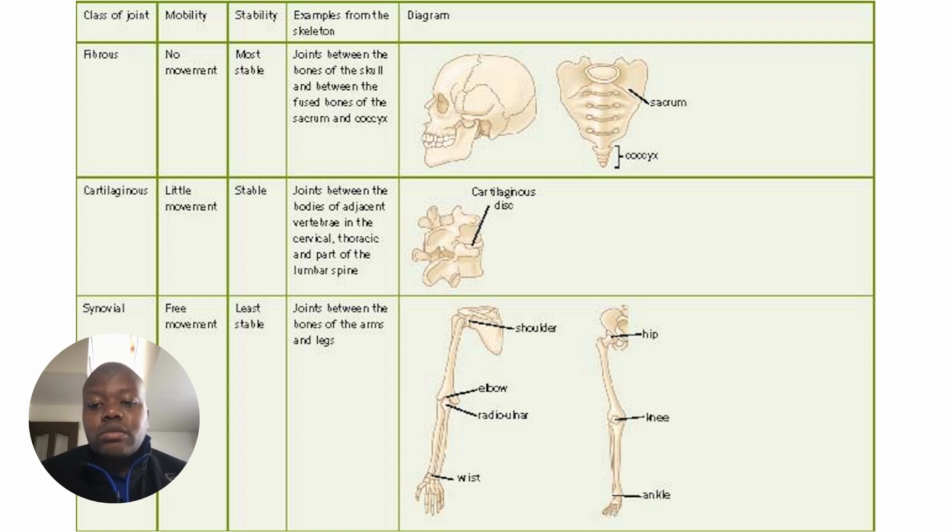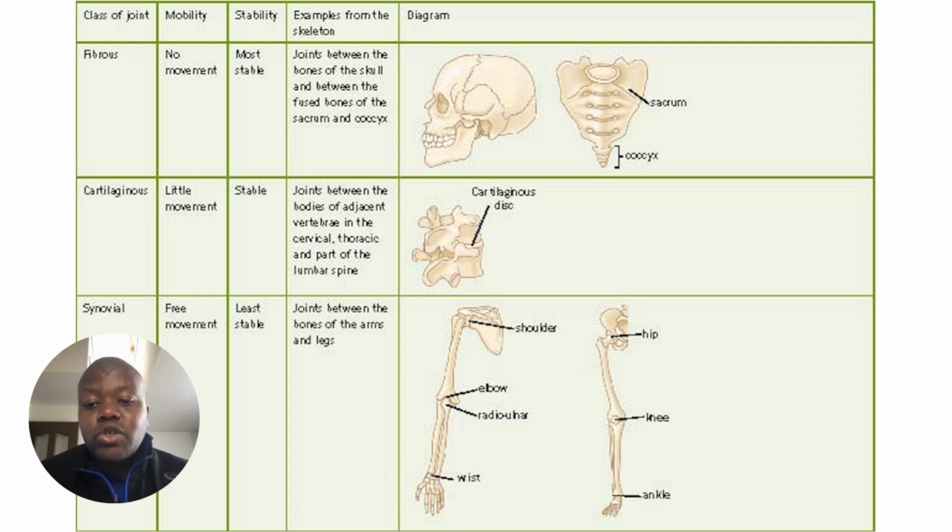Fibrous joints are made up of collagen fiber, and there is no movement that takes place in these joints. These joints include the joints between the bones of the cranium, and the fused bones of the sacrum and the coccyx. Furthermore, cartilaginous joints provide little movement and they form stability, and these are the joints in between the vertebrae.